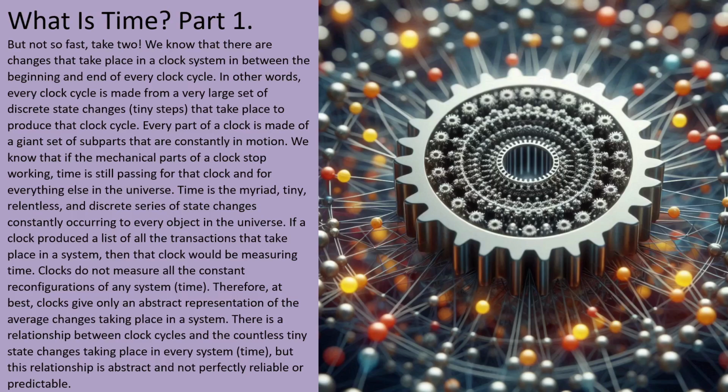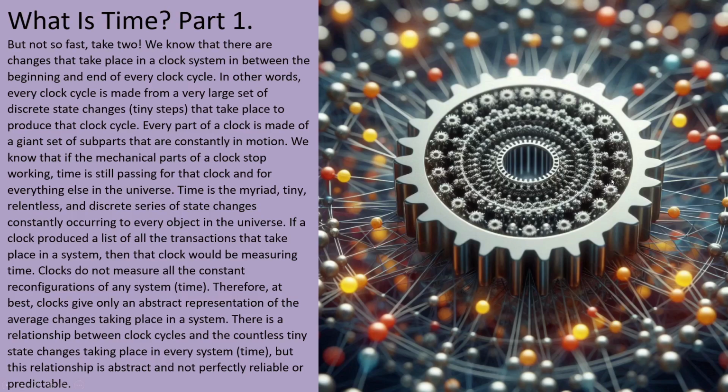We know that if the mechanical parts of a clock stop working, time is still passing for that clock and for everything else in the universe. Time is the myriad, tiny, relentless, and discrete series of state changes constantly occurring to every object in the universe.